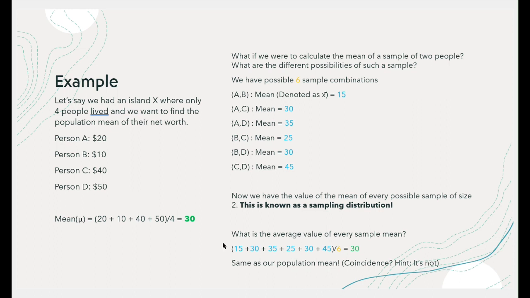And you might be thinking it's a coincidence. I'll get to this in more detail, but the short answer is that it's not a coincidence. Basically, the mean of every single possible sample of a certain size ends up being the same as the population mean.